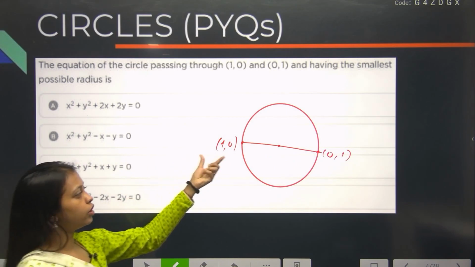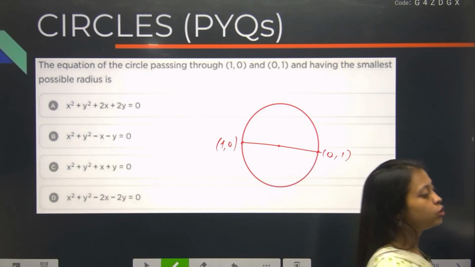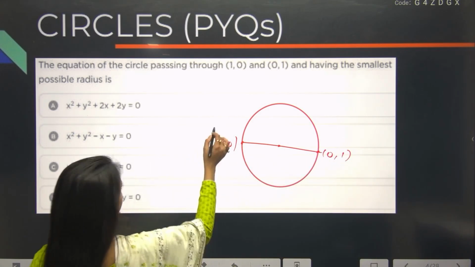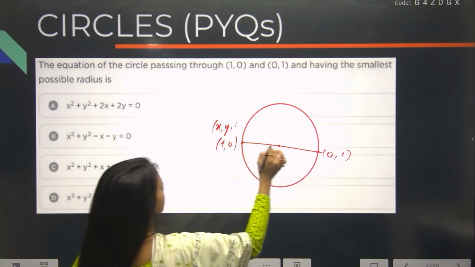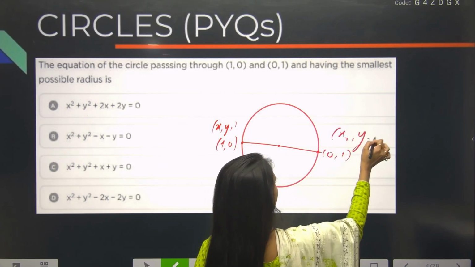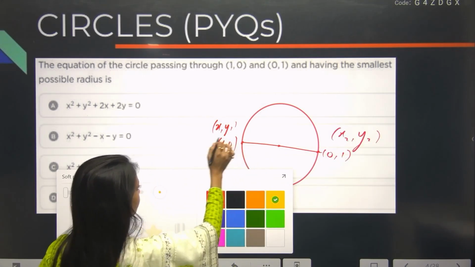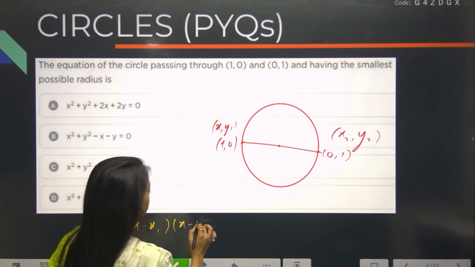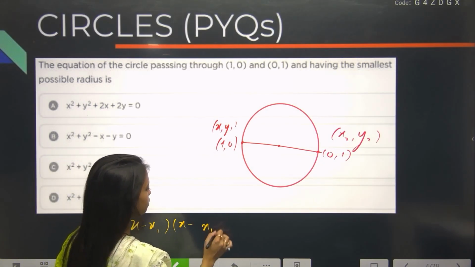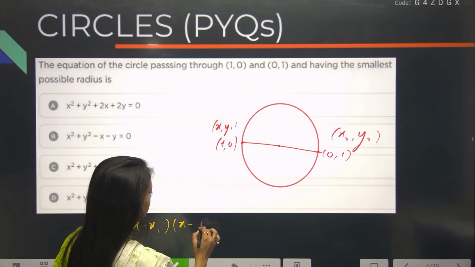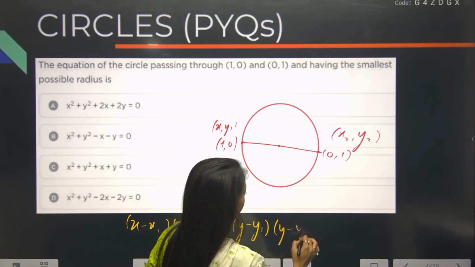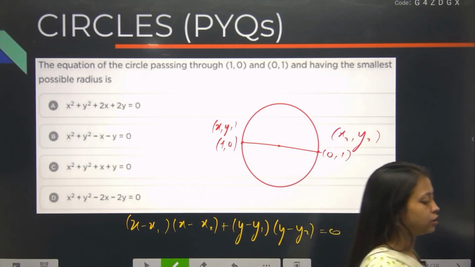Now don't you know the equation of a circle whose diametrically opposite 2 points are given? You take that to be x1, y1, and this to be x2, y2. The equation would be x minus x1, x minus x2, plus y minus y1, y minus y2 equals 0. That's your answer.